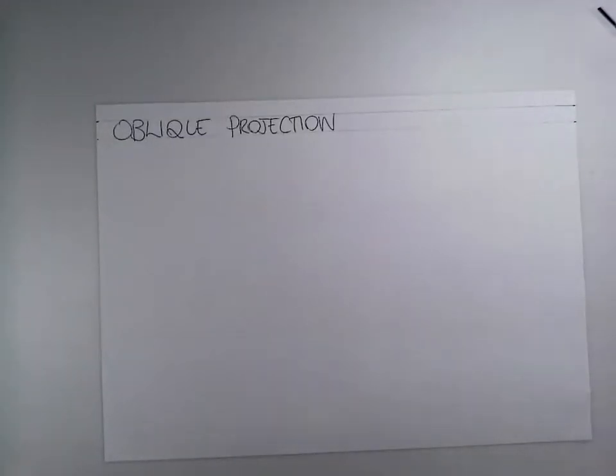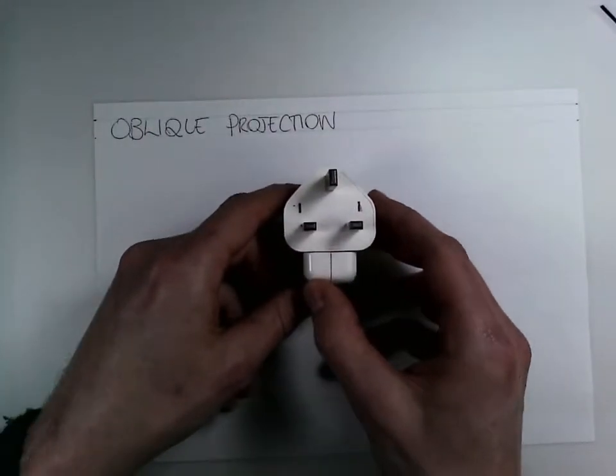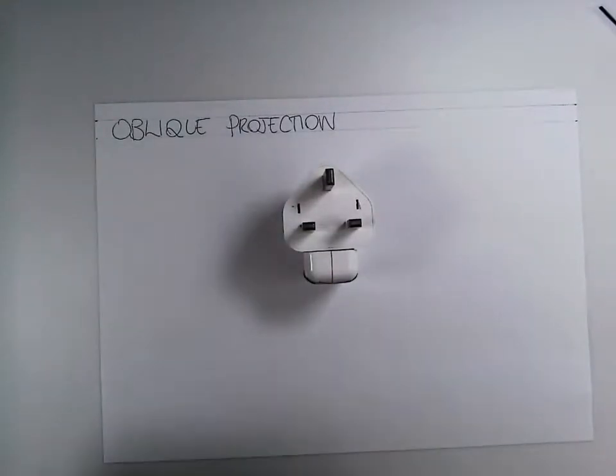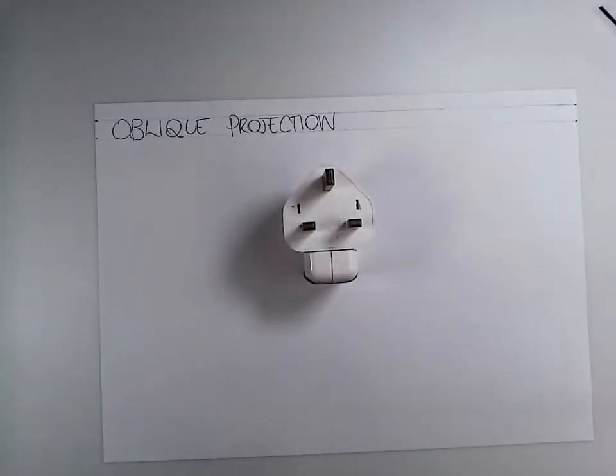Now, oblique projection is a little bit unrealistic, really. If we took an everyday object, so we've got an iPad charger here, if we place that in front of us and look directly at it, you wouldn't actually see the end elevation and the plan elevation coming off in a perspective view. So it's a little bit skewed, and it's not really used as a design tool anymore.